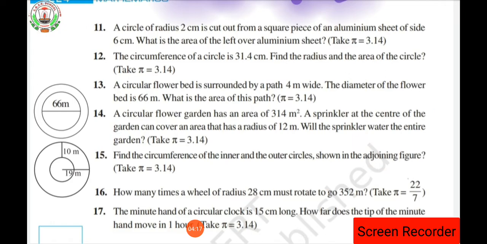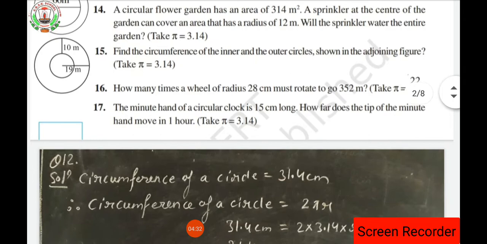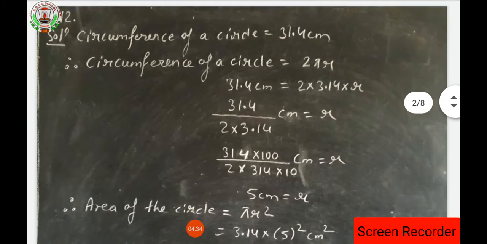So with the help of this radius we are going to find the circumference of a circle in question number 15. In question number 16 and 17, we simply have to find the circumference of a circle by using the formula 2 pi r. Clear everyone? So one by one we are going to see the solutions.